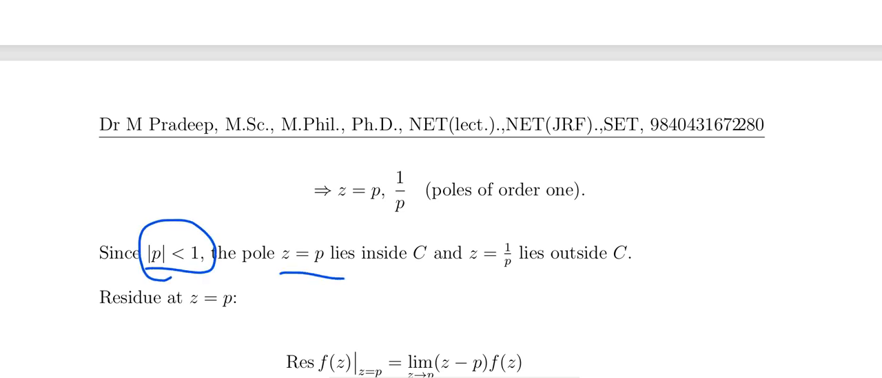So z equal to p lies inside mod z equal to 1, and z equal to 1 by p lies outside because of mod z equal to 1. So since mod p is less than 1, we find the residue only for z equal to p.